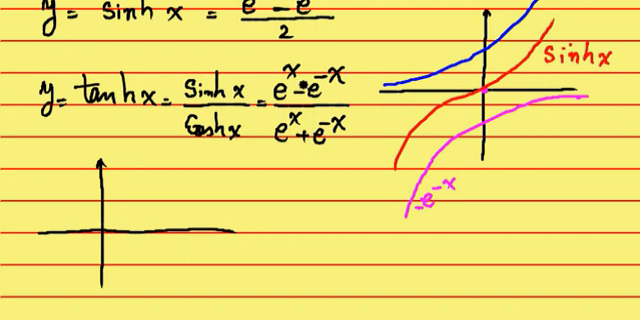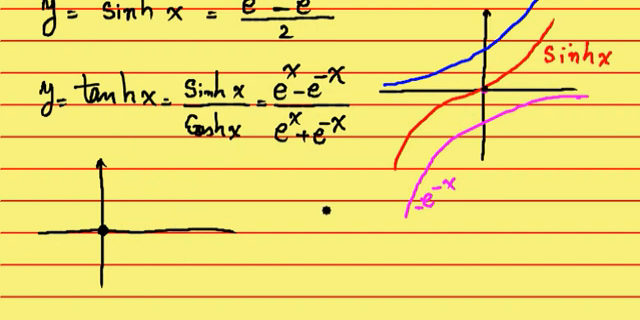Let's look at it another way. Suppose I replace x by 0 all over here. Well, exponential of 0 is 1. So here in the numerator I get 1 minus 1. In the denominator I get 1 plus 1. 1 minus 1 is going to be 0. So tangent hyperbolic of 0 is going to be 0. So that's one important point. Tangent, just like sine that passed through the origin, this one also passes through the origin.